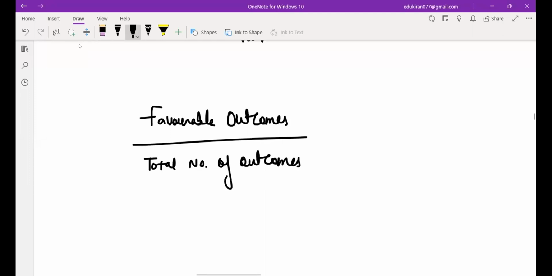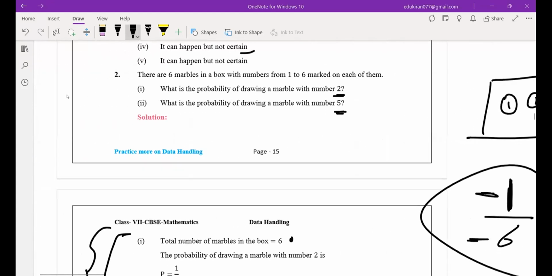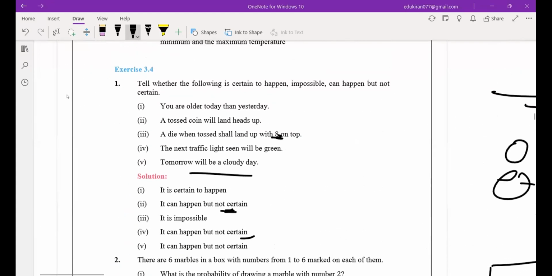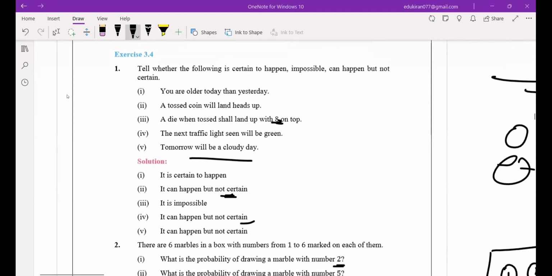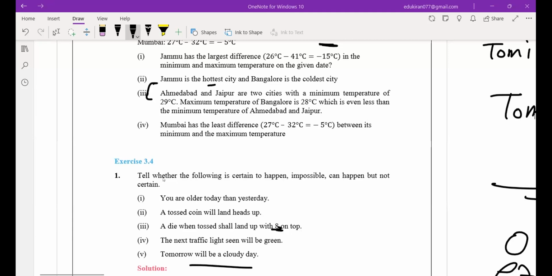Finish, ma'am. Okay. So now this is your question. This one. Very easy question. Tell whether the following is certain to happen, impossible, can happen but not certain. Clear? Yes, ma'am. So one by one, you will answer it. First question. You are older today than yesterday. What do you think?